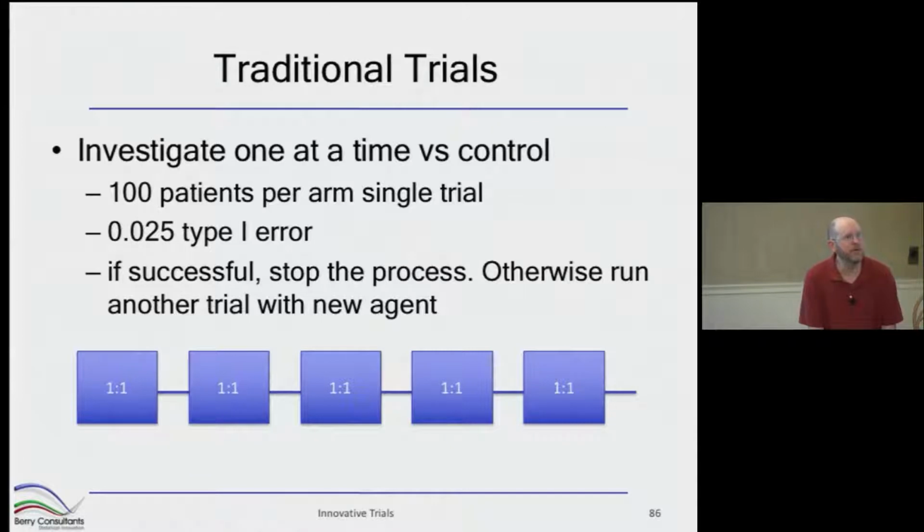So this is what we might do in a traditional trial. We'll pick one, we'll run a trial. I'm going to do 100 patients per arm, so I do 200 patients, 0.025 type 1 error. If that first trial is successful, I go, yay, I found a treatment, and I declare the process a success. If that trial fails, then I'm going to pick another drug out of this bucket, and I'm going to run another trial. So this is just intended in a sequence. Grab a drug, run a trial. If it works, great. Otherwise, grab another drug. If that works, great. Otherwise, grab another drug, one after the other after the other.